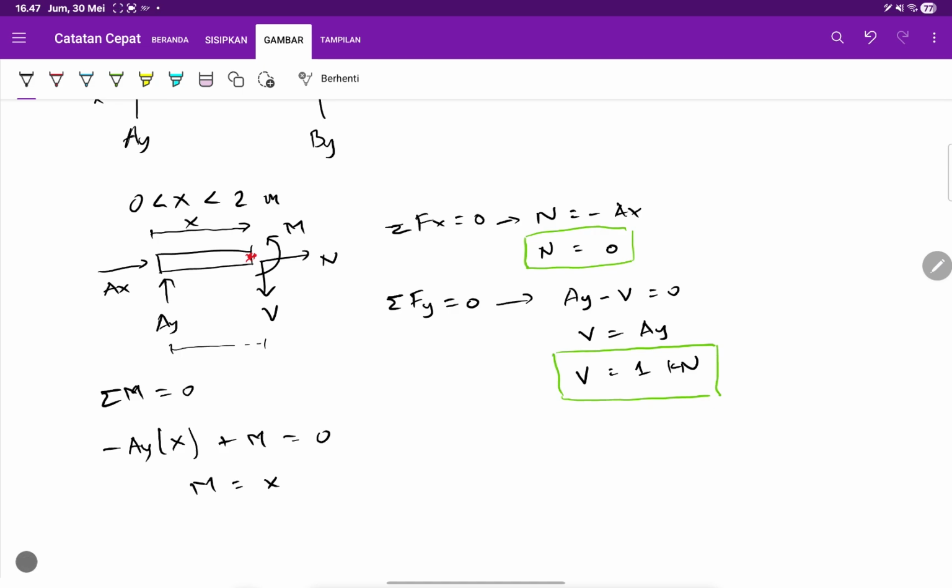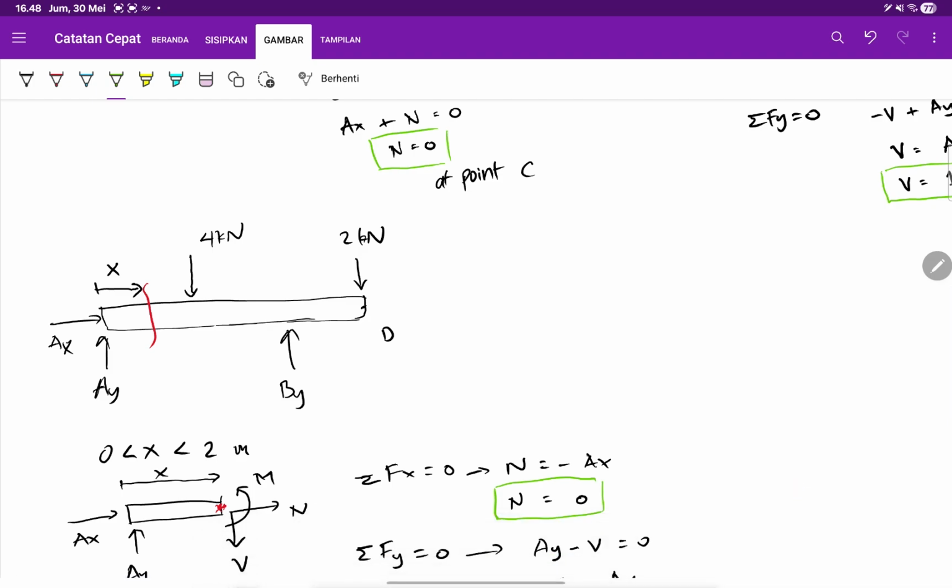So if you remember, the moment is the integral of the shear force. So if V is 1, the moment is X, so it makes sense, right? Because previously we learned that V equals dM/dx. You see, you can check M: take the derivative with respect to X, and V becomes 1, right? So this checks out. Okay, that's the first sectioning.